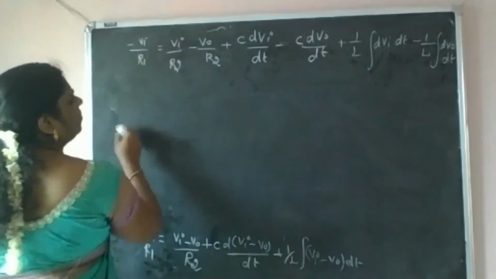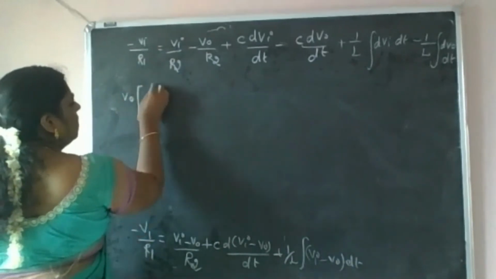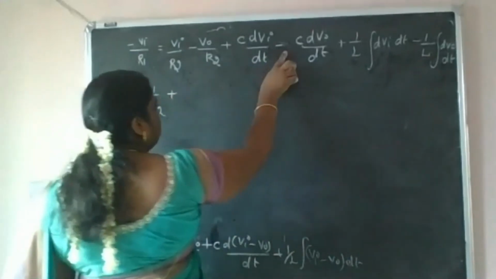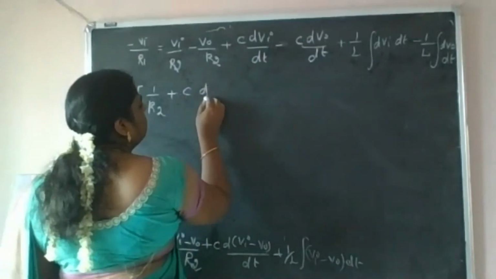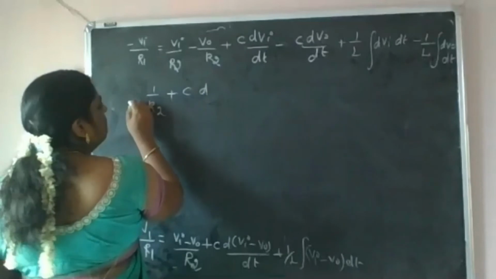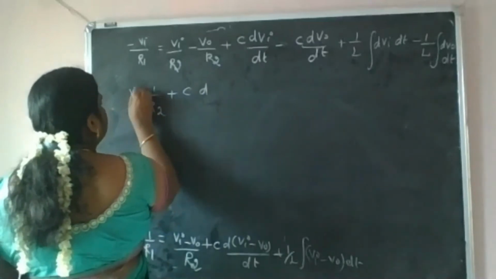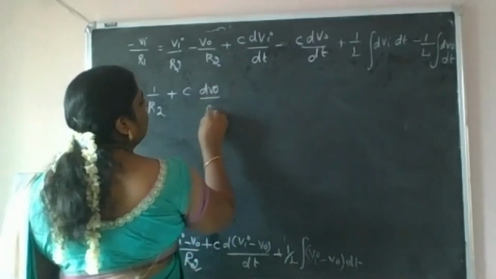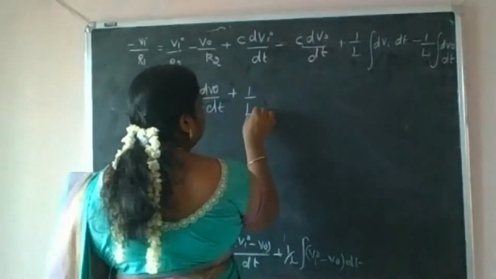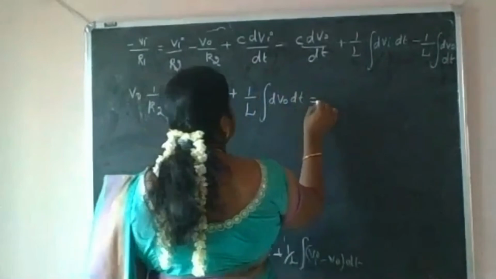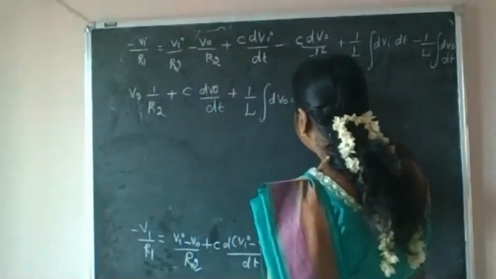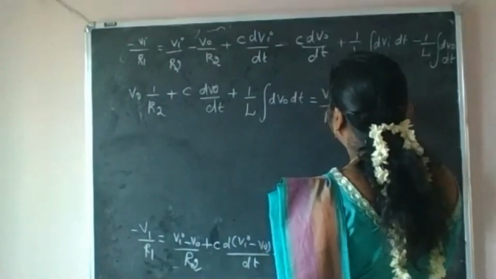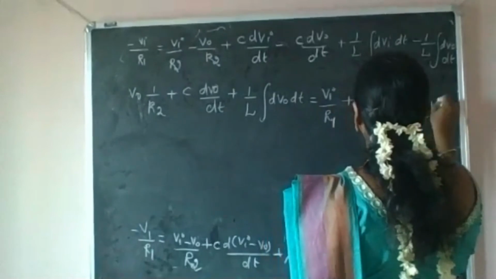We will get V0 into 1 by R2, here it's negative, taking it to the left-hand side it becomes positive, plus C dV0 divided by dt plus 1 by L into the integral of V0 dt, is equal to, on the right-hand side, Vi divided by R1 plus Vi divided by R2 plus C dVi divided by dt plus 1 by L into the integral of Vi dt.